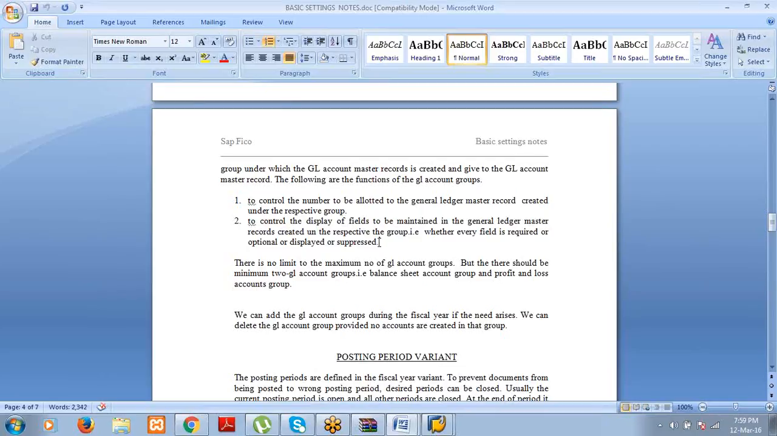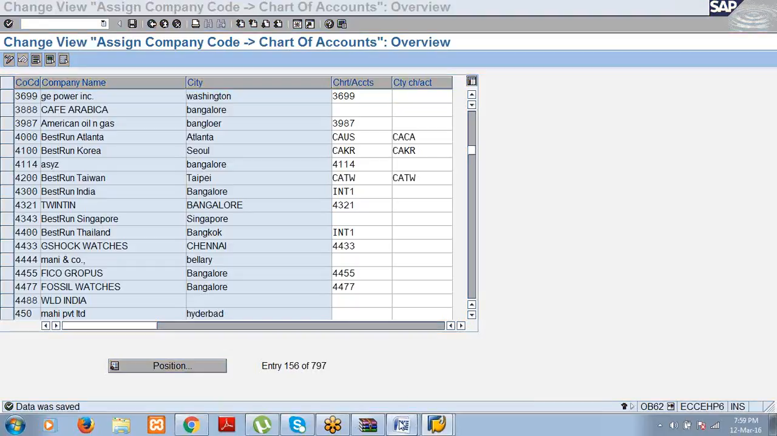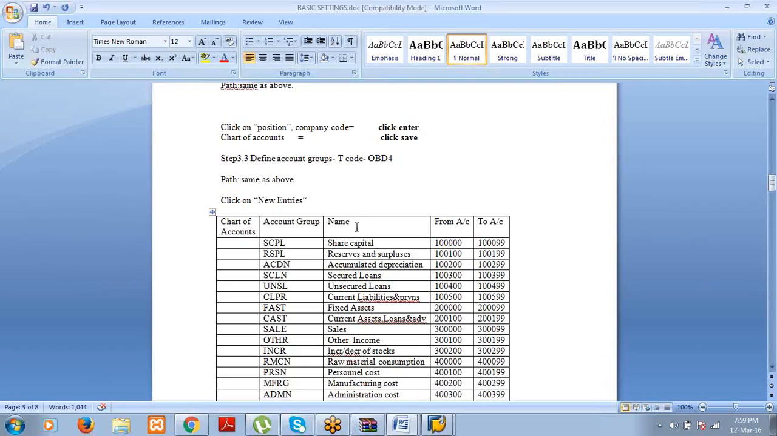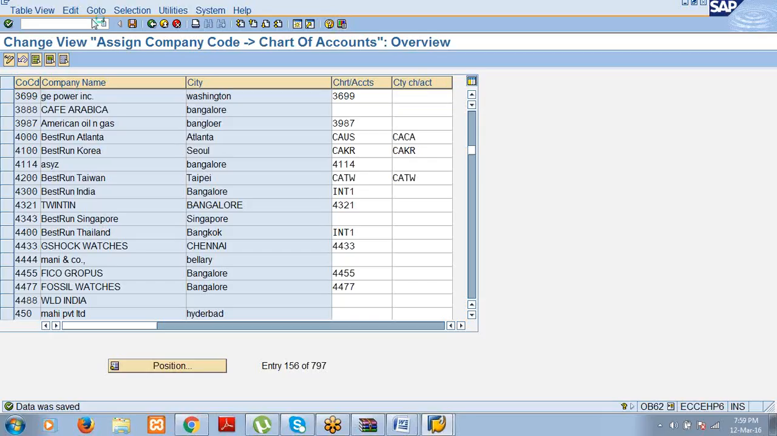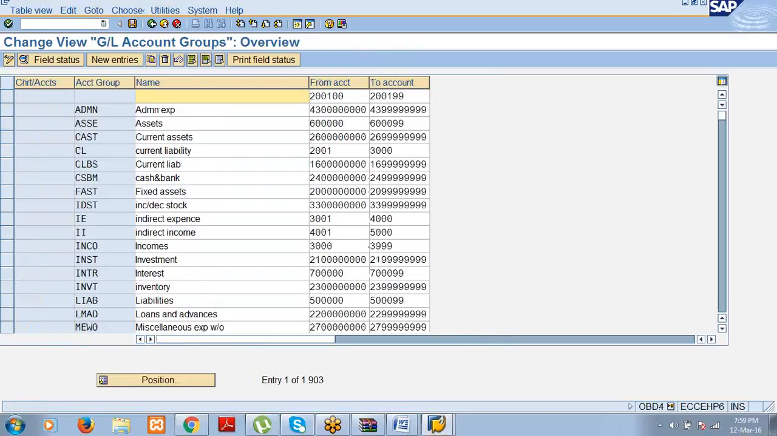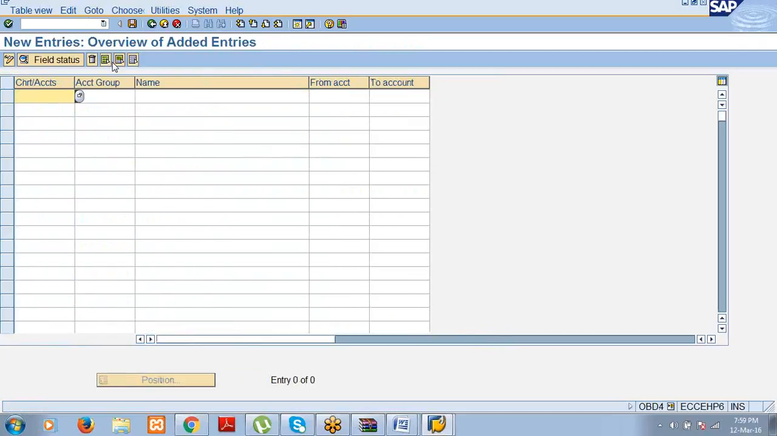Now let us see how to create the account groups. See the material. Path is same as above or transaction code OBD4. /n OBD4. Click on new entries. For every account group, you have to give a name. The name can be anything. Again, it is 4 characters and alphanumeric.